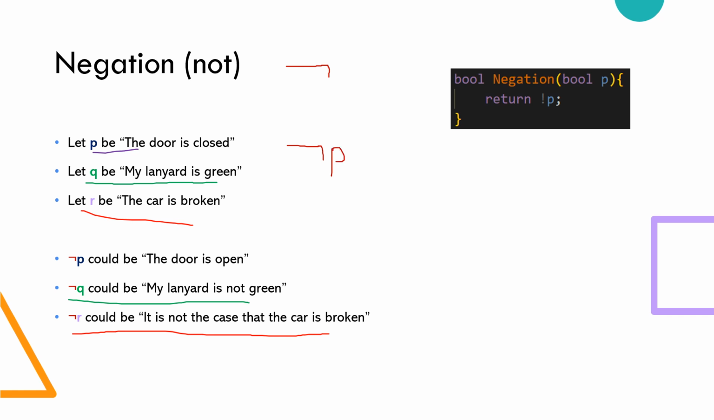And here let's construct a truth table. So if this is P, construct a table. If this side is P and this side is not P, P can either be true or false. So if P is true, then not P would be false.